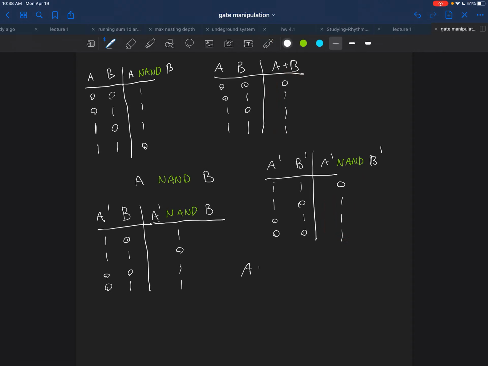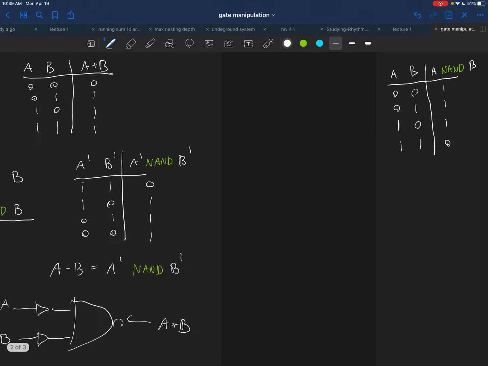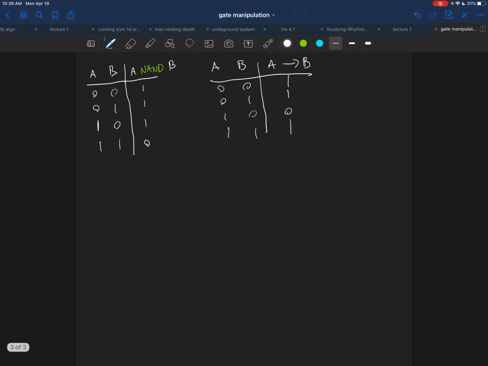We can say A or B equals A prime and B prime. And then we can draw the diagram if we wanted to. So we negate each one first, and then we hook it up to the big NAND gate. And that's our A or B. Great. Okay, so now we move to A implies B.